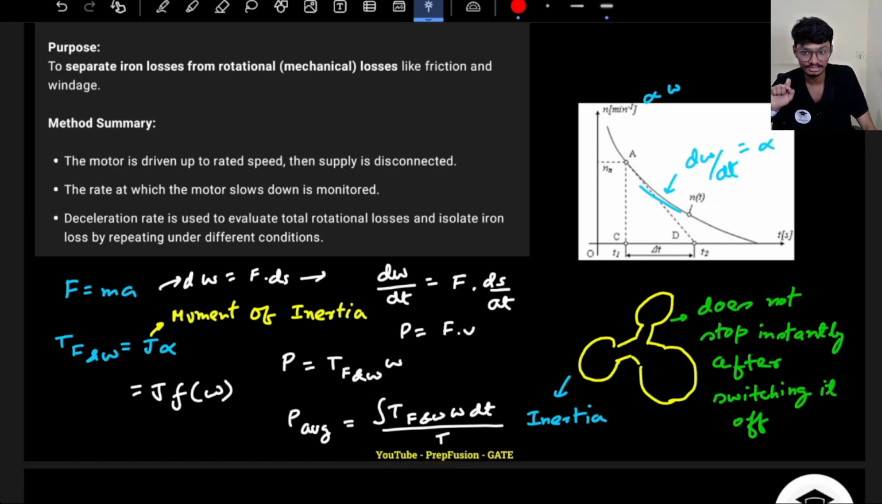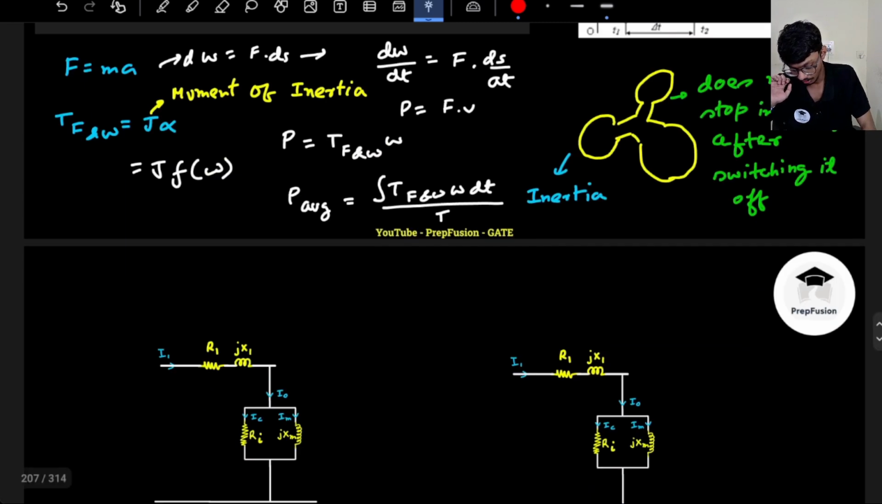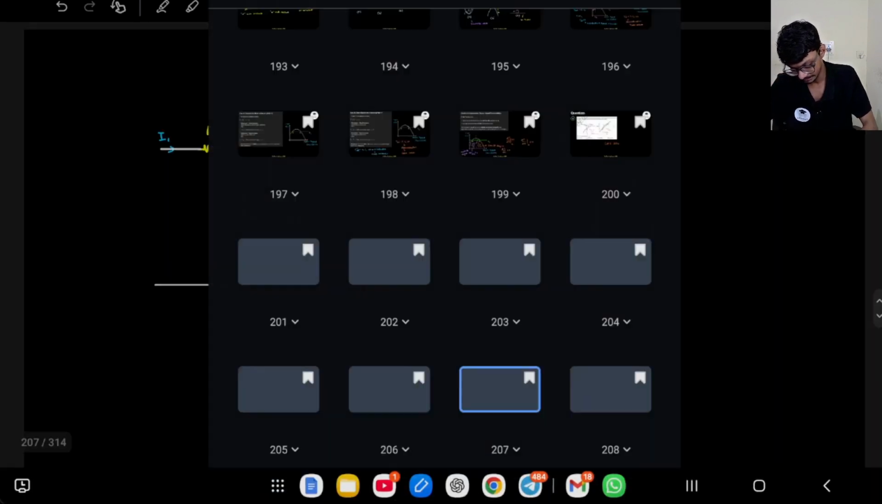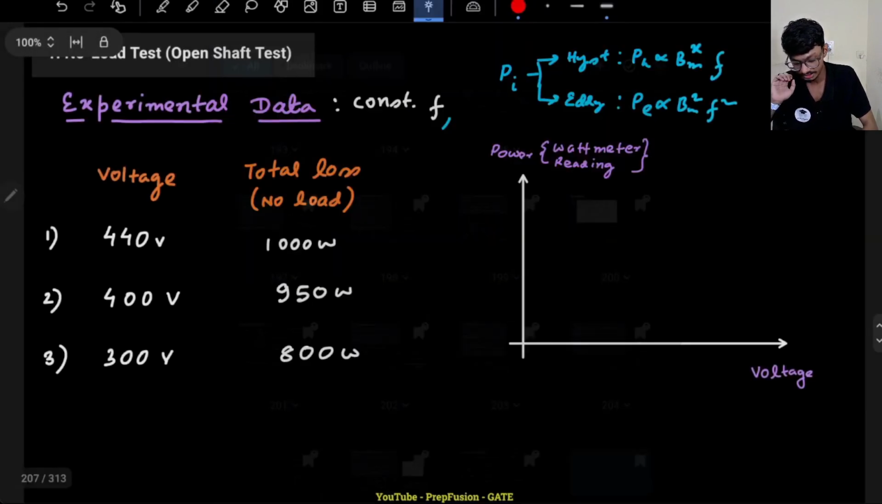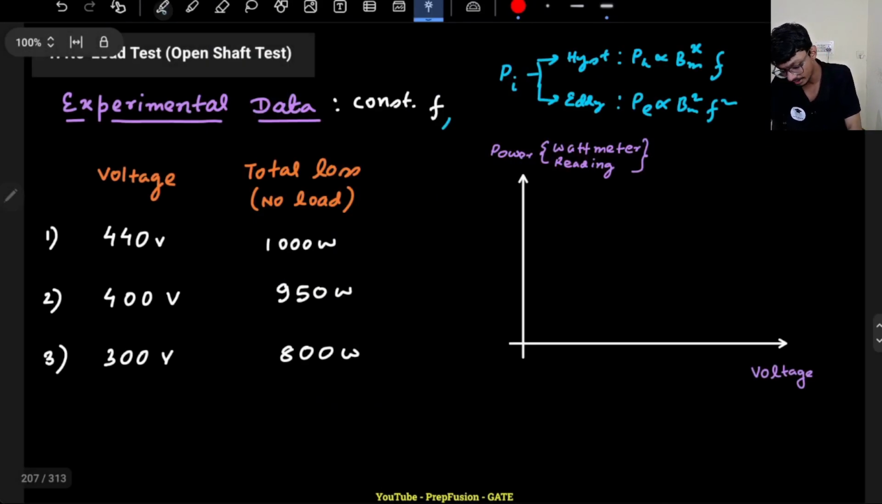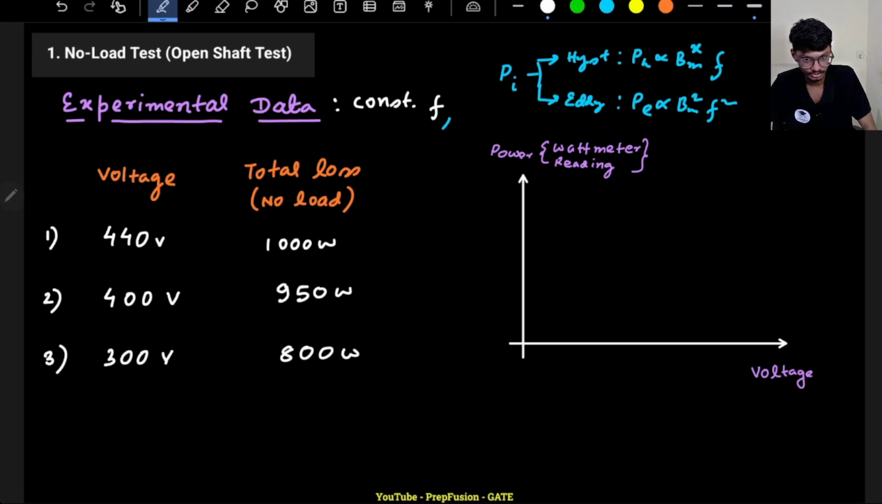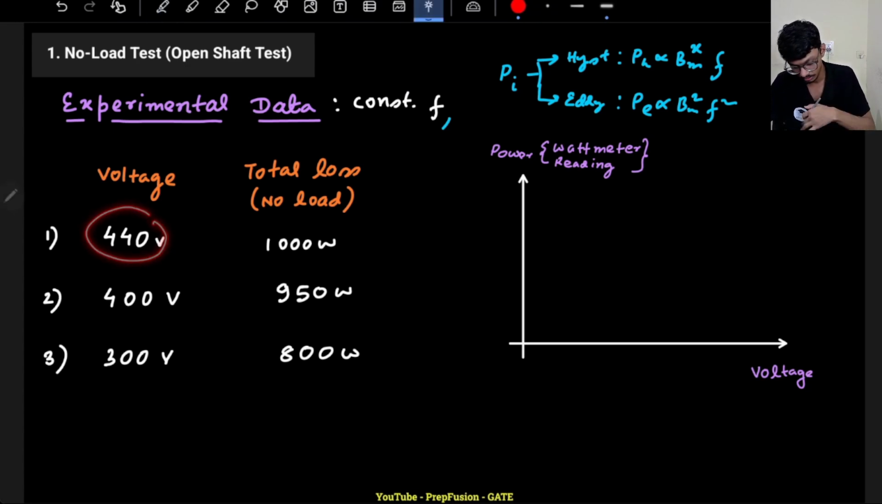But still I have not discussed how you can separate out the stator copper loss. For that you already know the friction and windage loss. You already know the rotational losses, right? That is the friction and windage loss. Now how to separate out the iron loss and the stator copper loss? What you will do is try to apply different voltages. First of all you will apply the rated voltage.